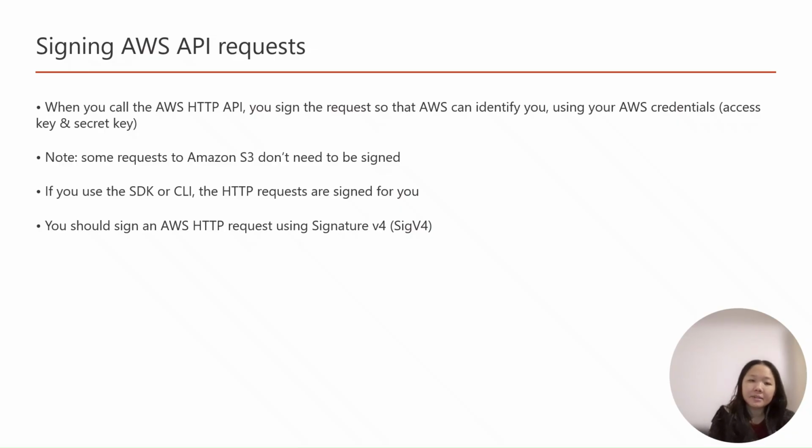Signing AWS API requests. When you call the AWS HTTP API, you sign the request so that AWS can identify you using your AWS credentials, access key and secret key. Note, some requests to Amazon S3 don't need to be signed. If you use the SDK or CLI, the HTTP requests are signed for you. You should sign AWS HTTP requests using Signature v4, SigV4.